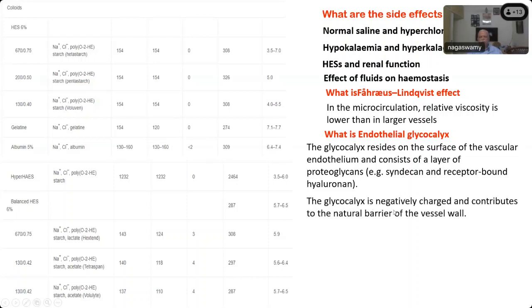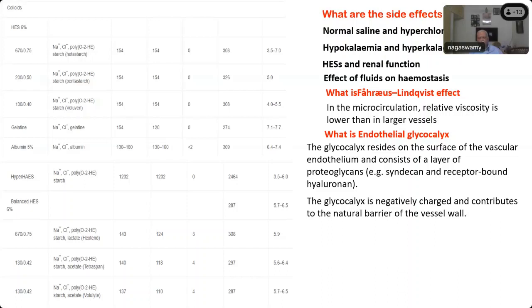And the glycocalyx is negatively charged. Why is it negatively charged? To repel what? Protein? Platelets. Because platelet is the first to get added to the damaged endothelium. Okay. So in natural blood flow, the negative charge of the platelet will be repelled by the negative charge of the glycocalyx.